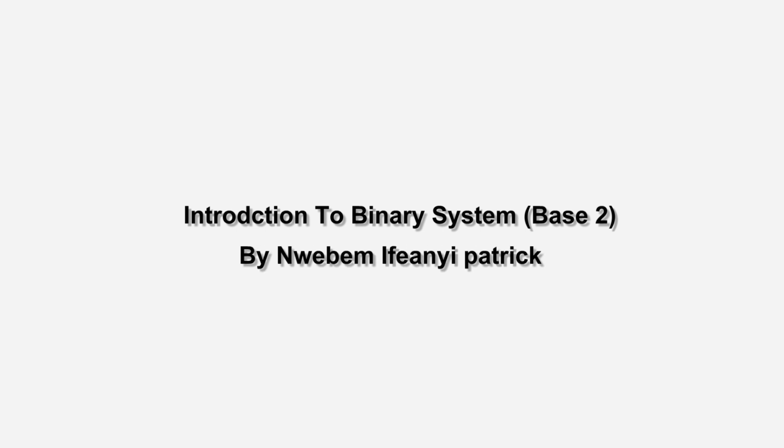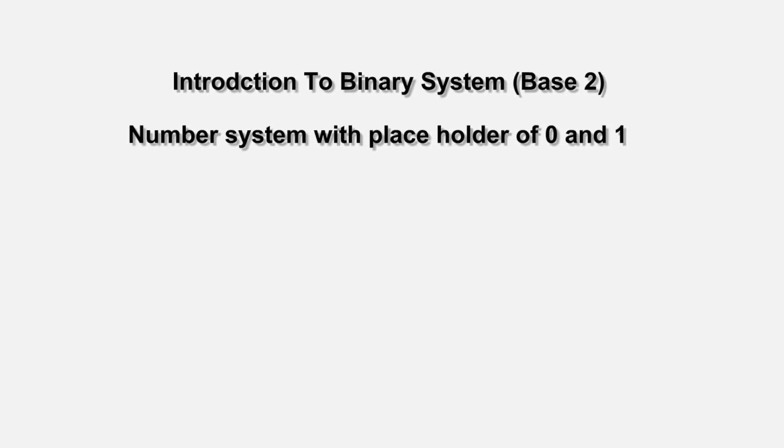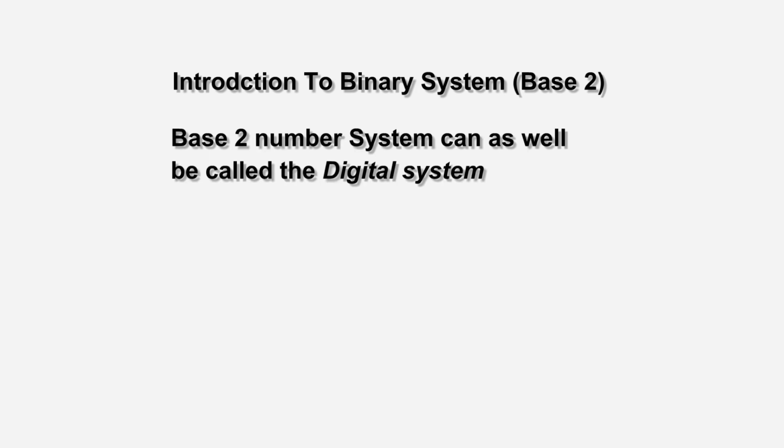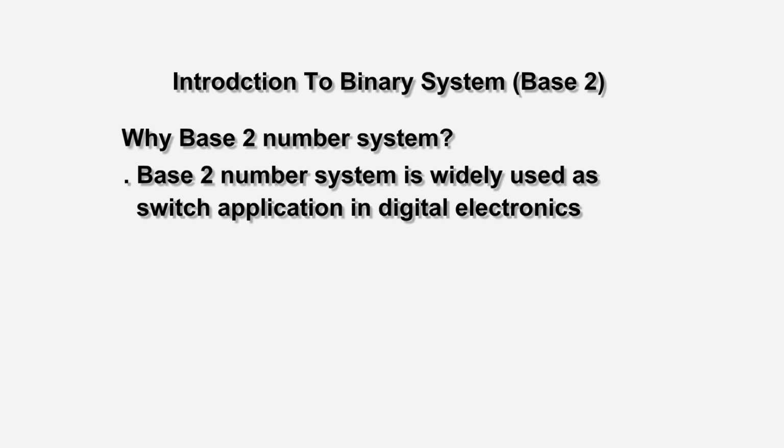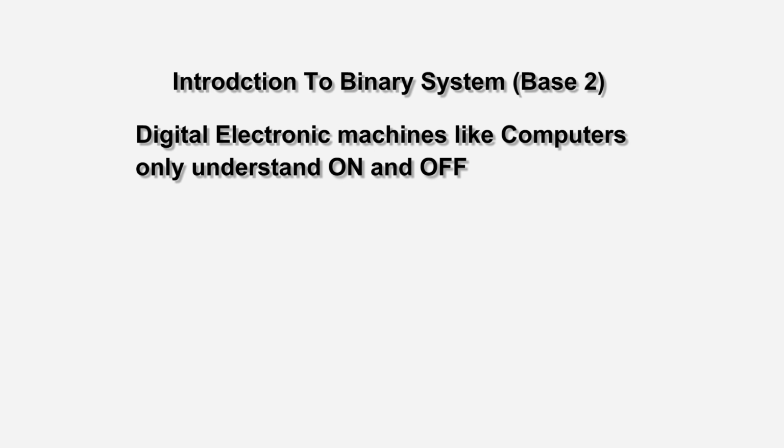Hi, I am Ifan and Patrick, and in this video, we're going to look into base 2 or binary system. When we talk of base 2 or binary system, we mean a number system with placeholder of 0 and 1. Basically, this number system can also be called the digital system. Base 2 number system is often used in switch applications, which is the backbone of digital electronics. Now, a typical digital electronic system often makes use of on and off, often represented by 1 and 0.